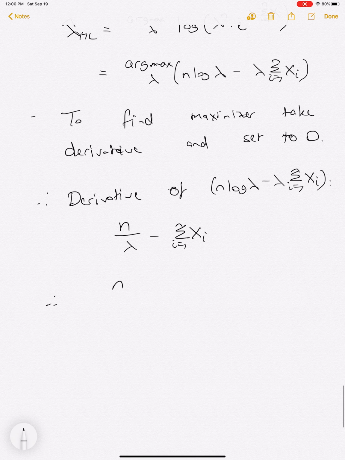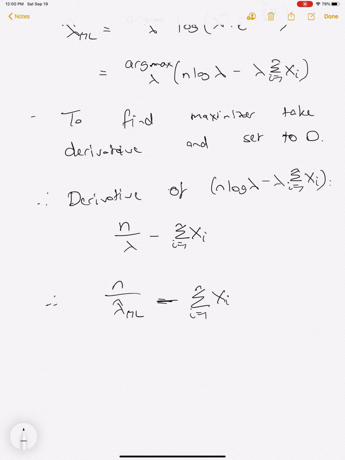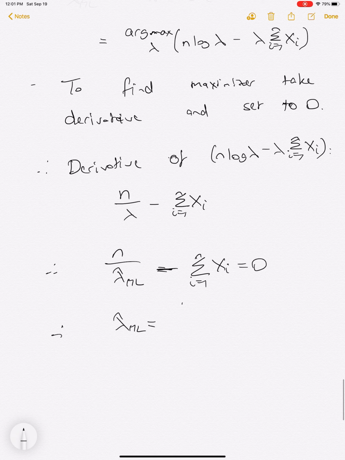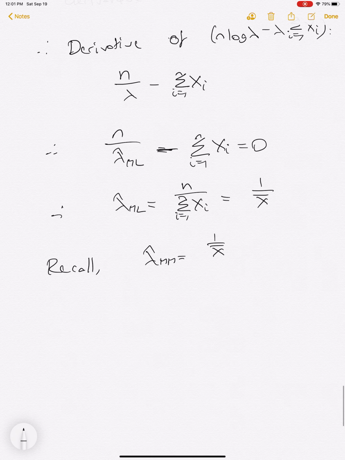So therefore, to set the derivative to zero, we have that lambda equals n over the sum of xi, and you might notice that that's just 1 over x bar. And it turns out that, if you recall, lambda hat MM is also 1 over x bar. So in this case, lambda hat ML equals lambda hat MM equals 1 over x bar.